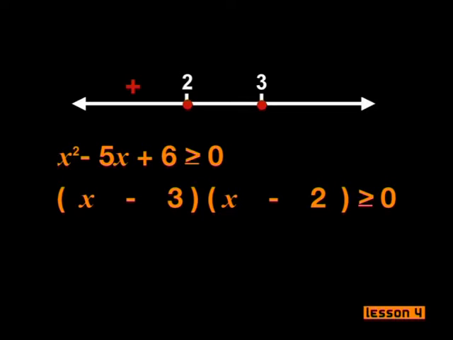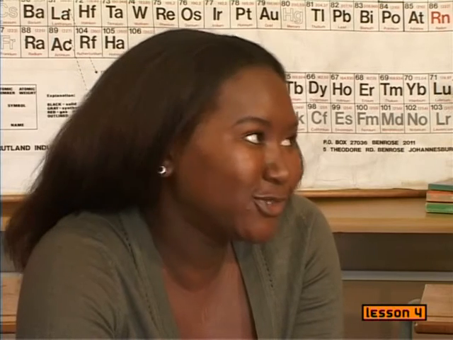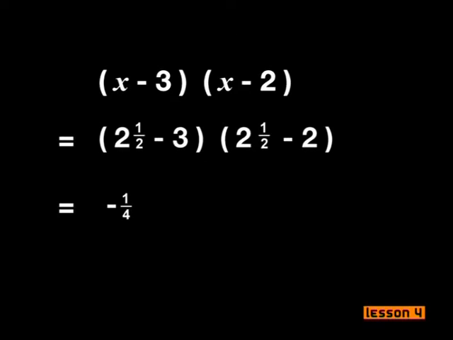than 2. Now we need a value in the next region, which is between 2 and 3. Why don't you try 2.5? If I substitute that into the left-hand side, I get that the solution is negative.